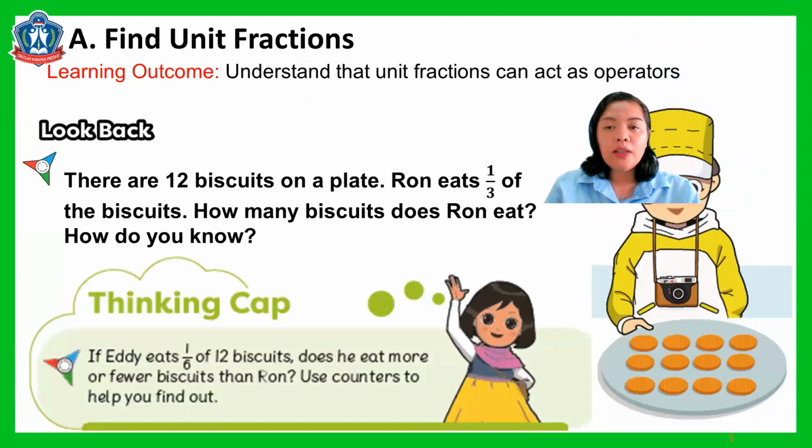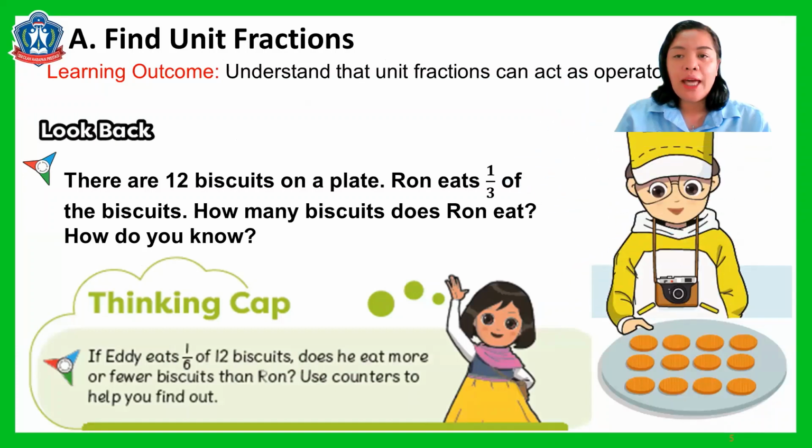with lesson A, or the first lesson for this chapter. We have finding unit fractions. There are 12 biscuits on a plate. Ron eats 1/3 of the biscuits. So how are we going to take 1/3 of 12? So how many biscuits does Ron eat? How do you know? How about if Eddie eats 1/6 of 12? Does he eat more or fewer biscuits than Ron? Okay, you can use counters for that, children.